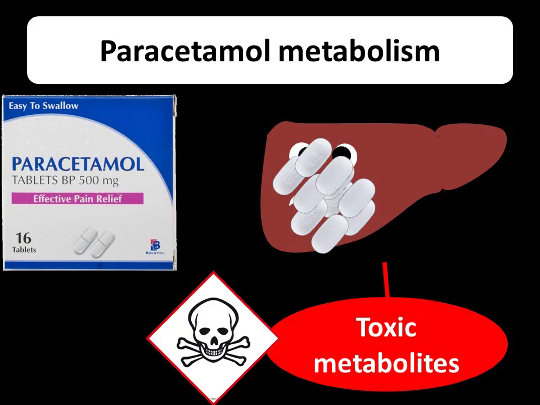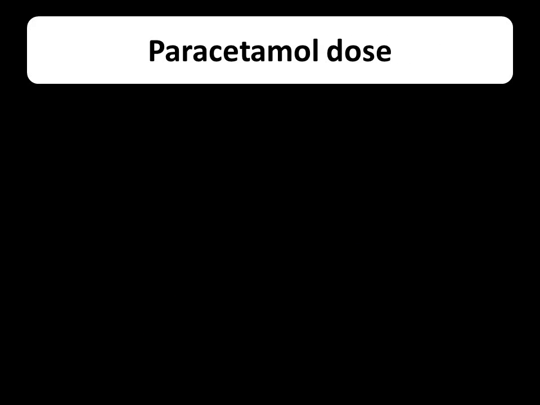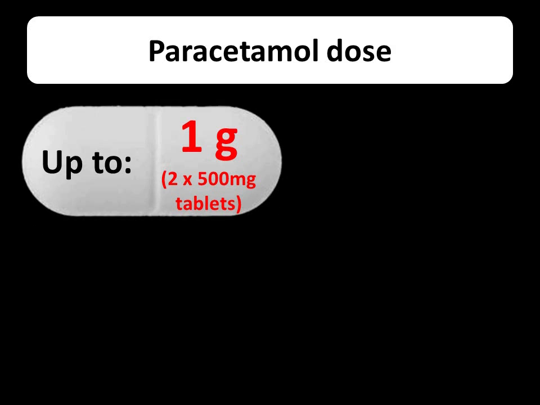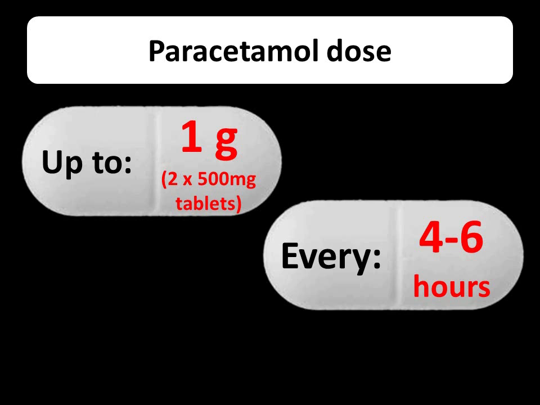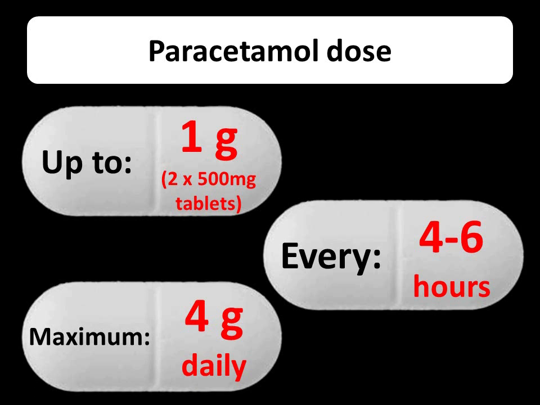The fact that paracetamol overdose can be so dangerous is why there are strict guidelines about the doses that can be used. So for normal adults, the maximum dose of paracetamol is 1 gram, that's 2 500 milligram tablets, every 4 to 6 hours, up to a maximum of 4 grams daily. The dose can be lower if it's being used in children or in somebody with liver damage, for instance, but the dose is never going to be any higher than this. So never give more than 1 gram at a time, never give it more frequently than 4 hourly, and never give more than 4 grams a day.